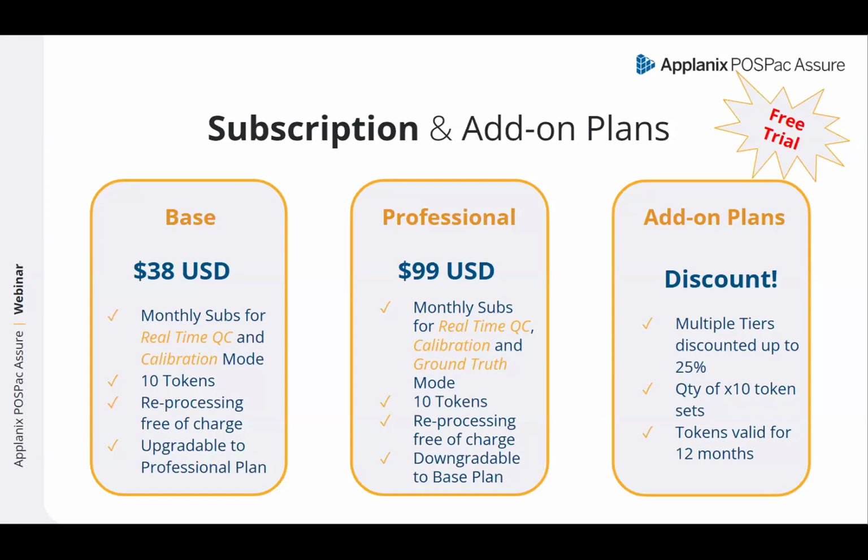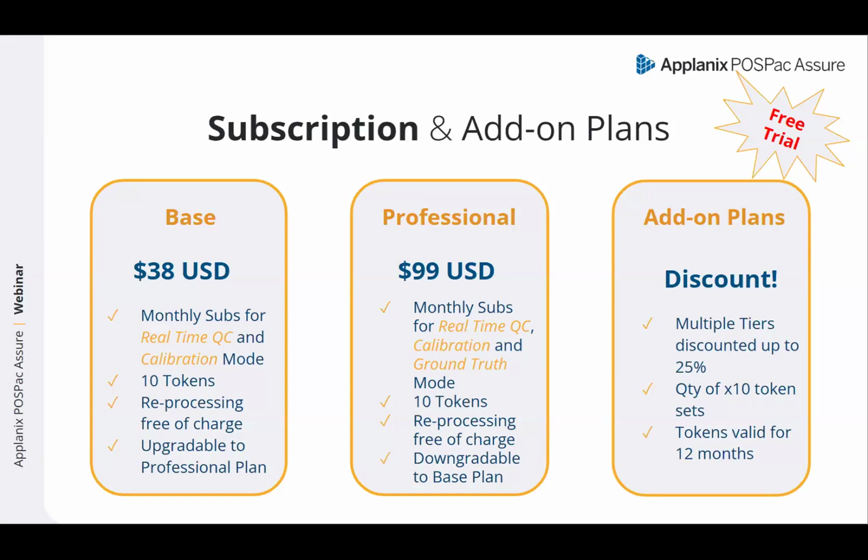Now the first subscription plan that we offer is the so-called base plan. The base plan is a monthly subscription that supports the features real-time QC and calibration mode. And it comes with so-called 10 tokens. Again, that translates into 10 missions. So the user can process 10 missions on a monthly basis. Reprocessing of the same data is basically free of charge. So in case you detect a problem with a certain data set and you want to upload the same data set again, we are not going to deduct any tokens during that period.